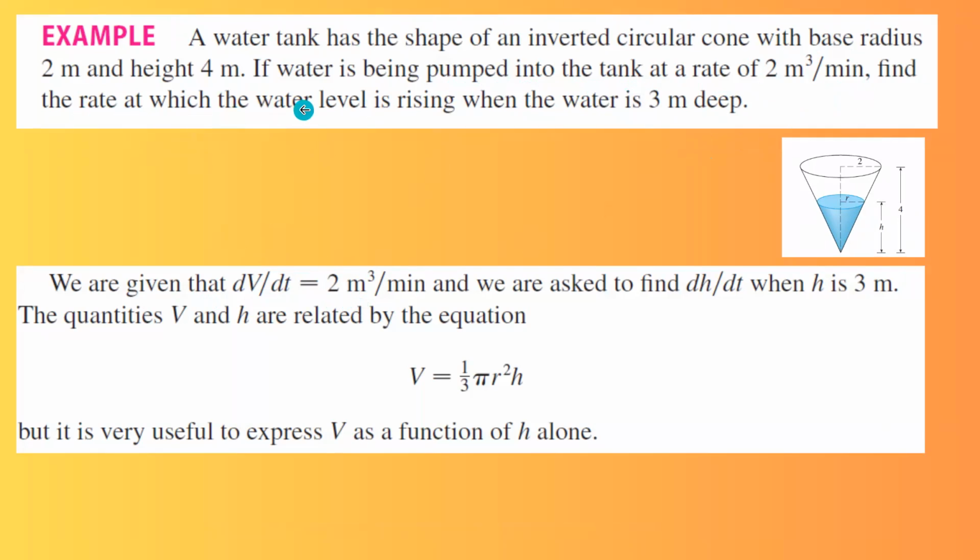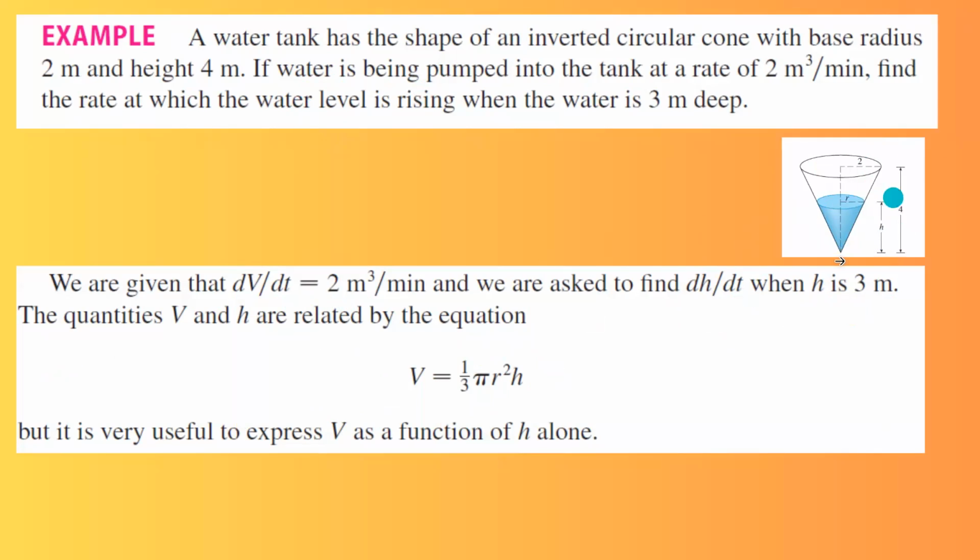find the rate at which the water level is rising, related to the height, how the water level is changing. So we are asked to find dH/dt when h is exactly 3 meters. Remember the general formula for the volume of the cone. It is a third pi r squared h. We know dV/dt is 2. We're going to use it somewhere, somehow.